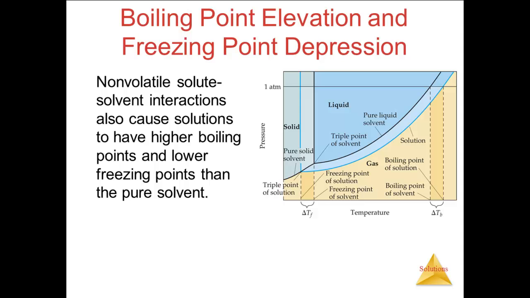Because the vapor pressure of the solution is lower than the vapor pressure of the pure solvent, that will raise the temperature we must reach to get the liquid to boil. Since the triple point is the temperature and pressure at which the vapor pressure of the solid and liquid are equal, if the solution has a lower vapor pressure, then the triple point of the solution is at a lower temperature, and that will lower the freezing point of the solution.